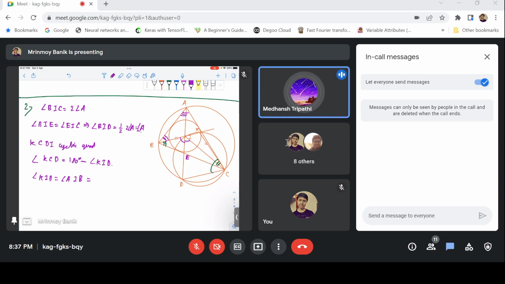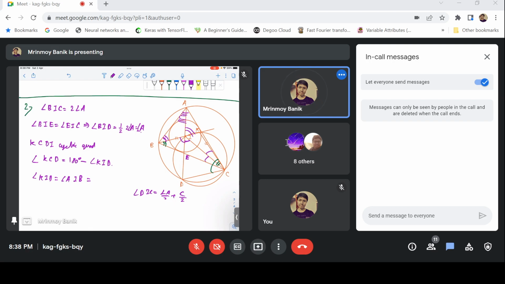Basically, angle DIC will be A by 2 plus C by 2 by the exterior angle property. Yes, DIC, not BIC. Right? Because AD is a straight line. By the exterior angle property, angle IAC is equal to A by 2 and ICA is equal to C by 2. So both will be summed to get DIC.